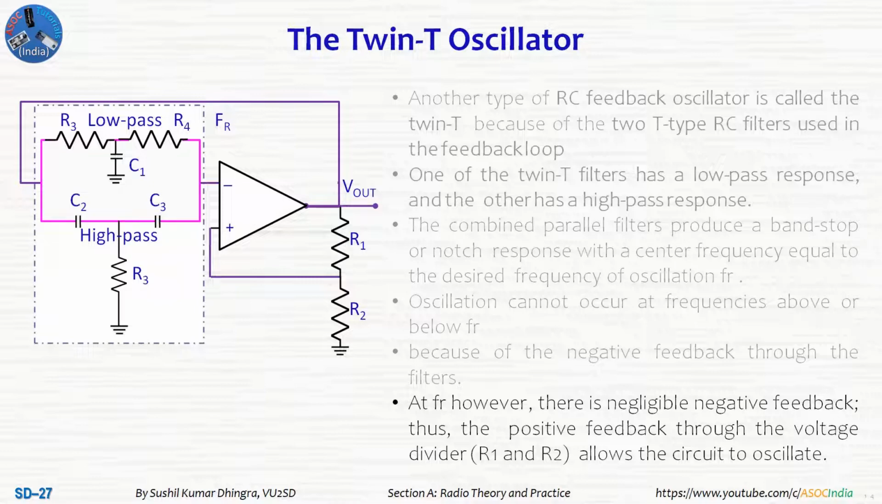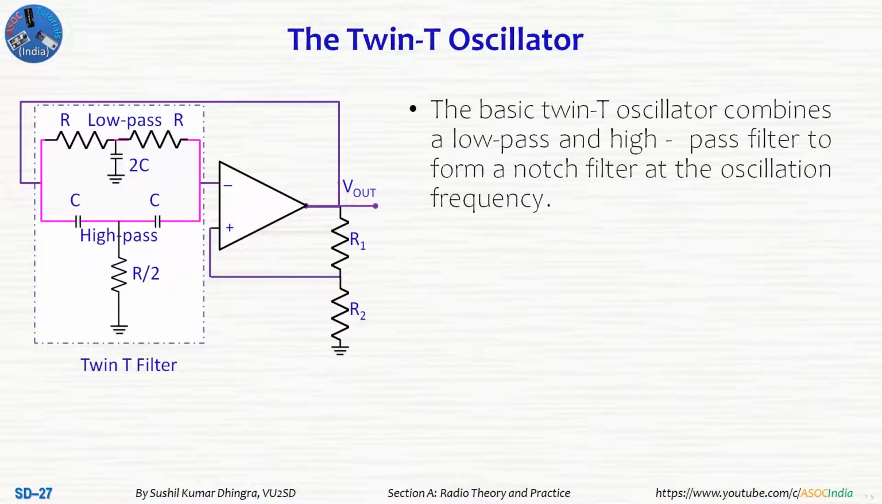This oscillator is called the twin T oscillator. I am not going into calculation detail, but this is also a very good filter. The basic twin T oscillator combines a low pass and a high pass filter to form a notch filter at the oscillation frequency, already shown in the box.